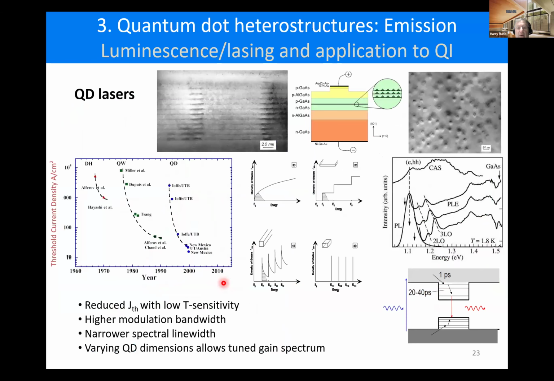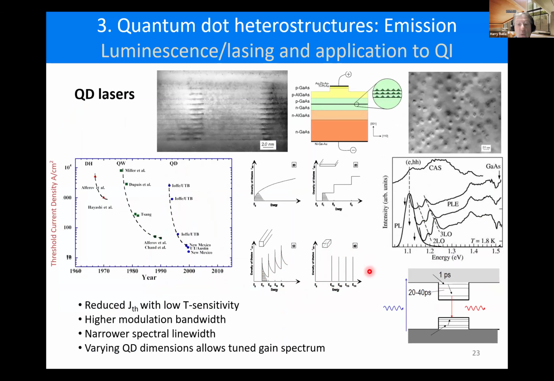All right, so what's nice about this and why people go this route is because the density of states, when it gets concentrated, becomes these single lines, which means that if the temperature changes, we still will be locked in to these transitions, which means high temperature insensitivity.